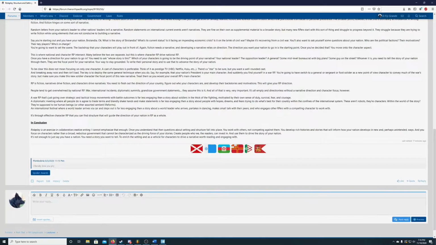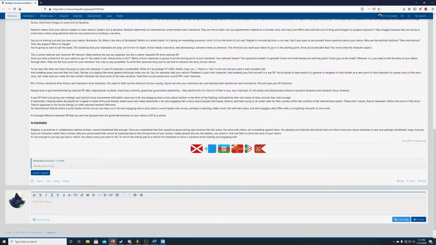You also want to ask yourself some questions about your nation. Who are the political factions? Their motivations? Their key players? Who's in charge? You're going to want to set that scene, the backdrop that your characters will play out in front of. Again, fiction needs a narrative, and developing a narrative relies on direction. The direction you want your nation to go in is the starting point.